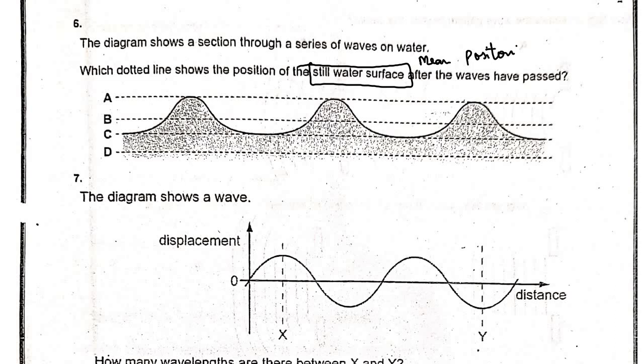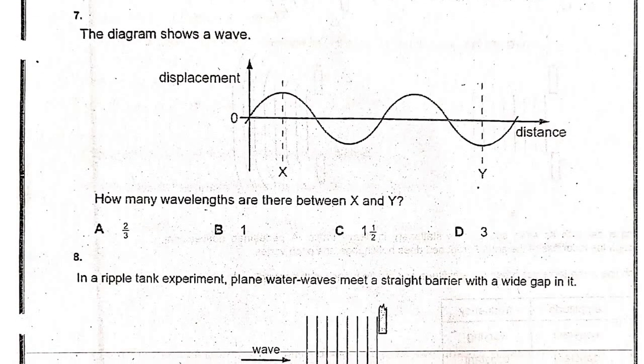If the particles of the medium move to the positive displacement, they will form a crest or extreme position, and if the particles of the medium move to the negative displacement, they will form a trough. So option B represents the mean position, in which particles of the wave move to positive displacement and particles of the medium move in negative displacement. This forms the amplitude. So these two positions will be the extreme positions, and this dotted line in option B represents the mean position. Let's see question number 7.